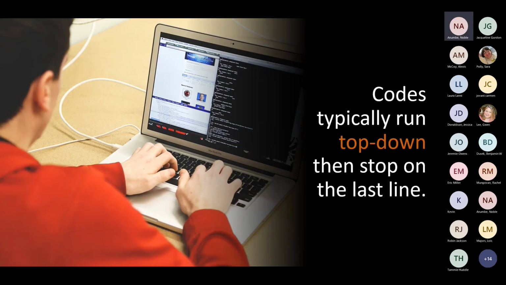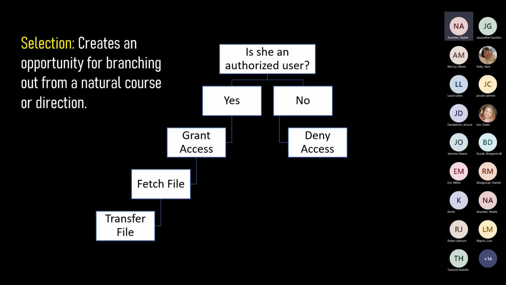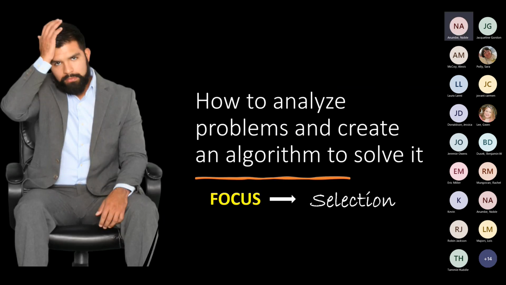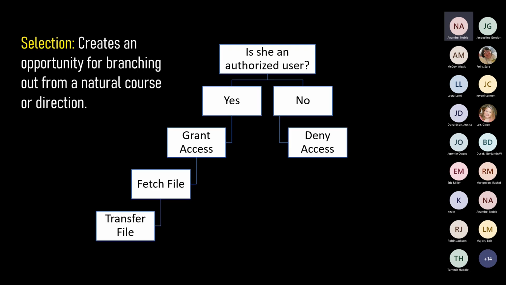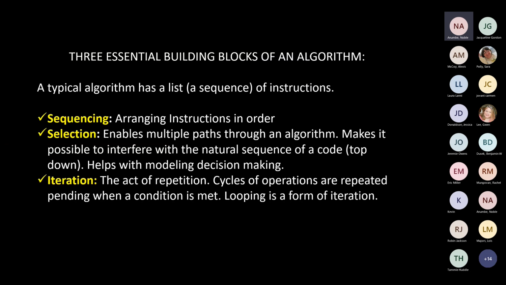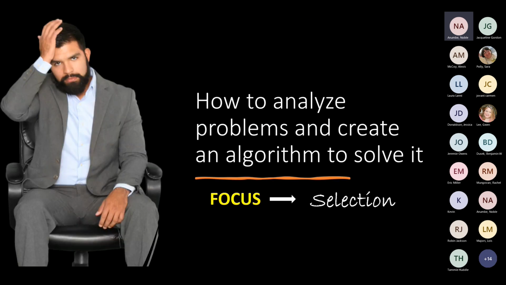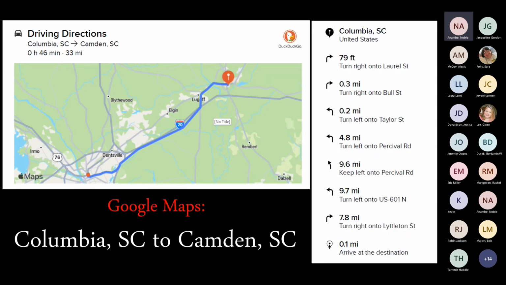So I did mention this, that codes typically run top down and then they stop on the last line. And then selection is literally what you use to be able to alter that natural path of a code. So the next slides, we'll be talking about how to actually analyze problems and create an algorithm to solve them. Our focus today, of the 3 essential building blocks, is going to literally be on selection, how you branch out those parts in an algorithm.